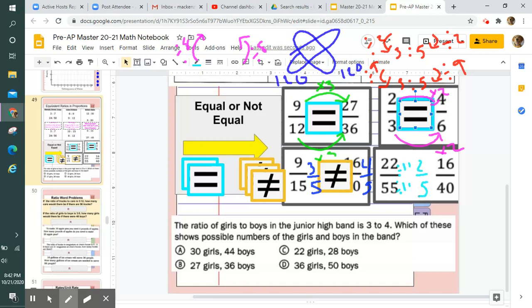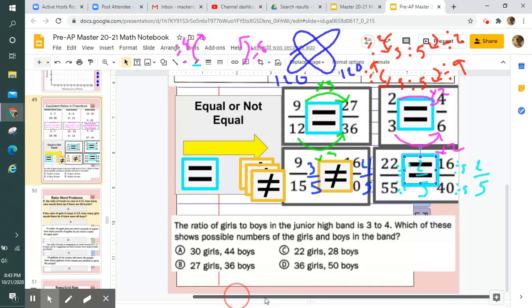And 16 and 40, they're both divisible by 4. They're also both divisible by 8, so we're going to divide by 8. So 16 divided by 8 is 2, and 40 divided by 8 is 5. So we have 2 to 5 and 2 to 5. So that means that those are, in fact, equal. So we only had one that was not equal, and the rest were equal.